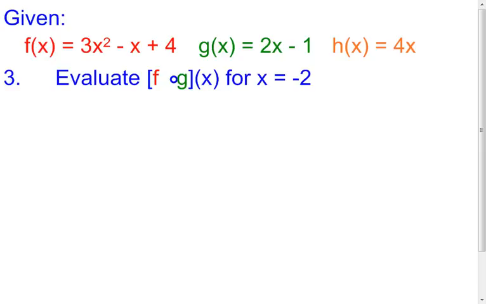All right, a few more of these here. Now it's actually giving me a number to plug in. So this is saying do this when x is negative 2. Okay? So again, you're going to work inside out.